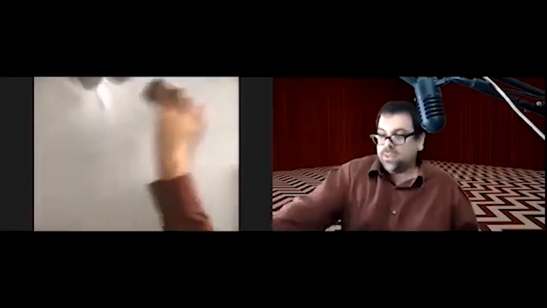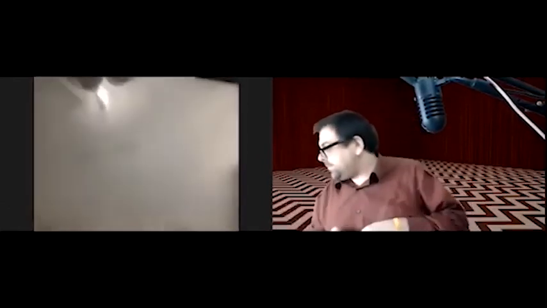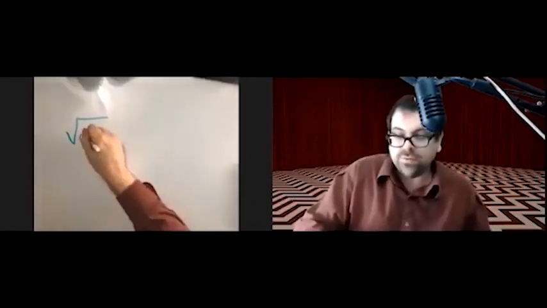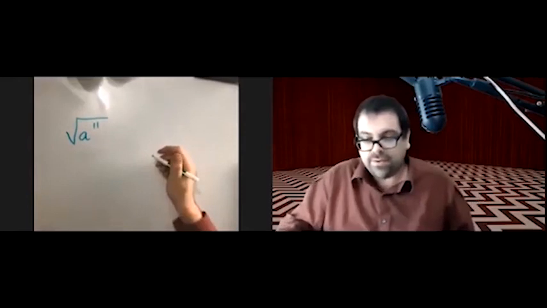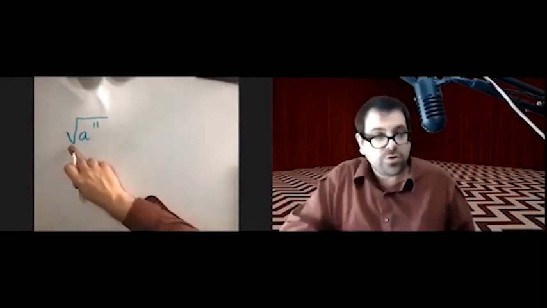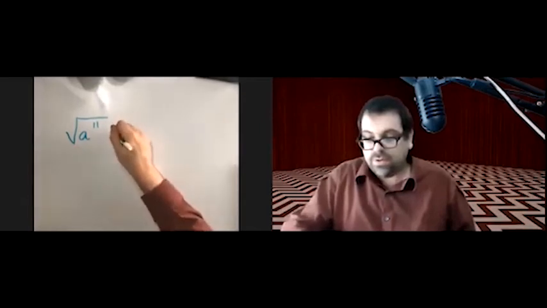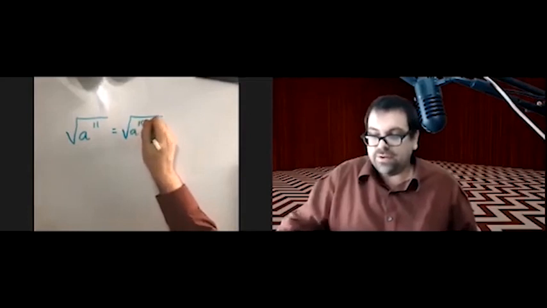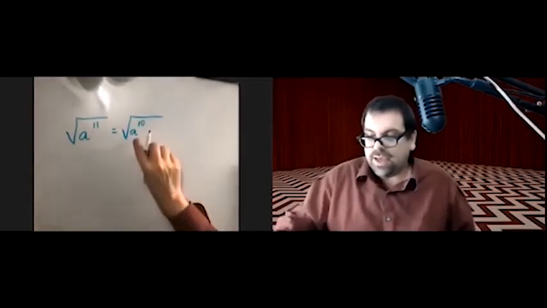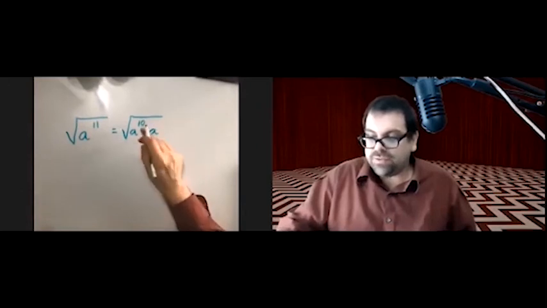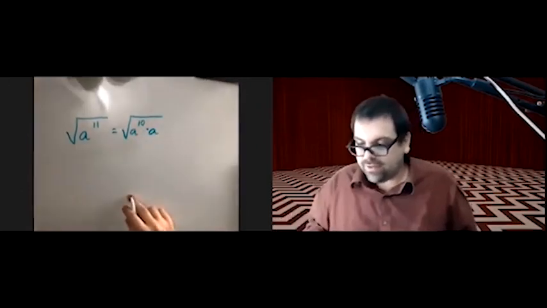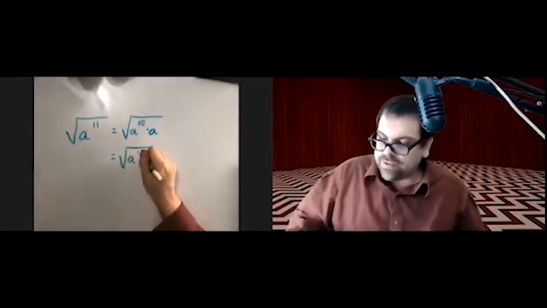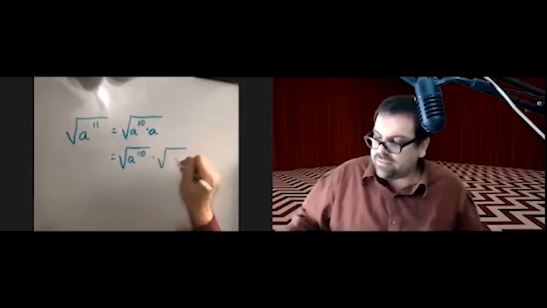Let's look at one more. Let's look at the square root of a to the 11th. Square root, a 2 root. What's the highest multiple of 2 that fits into 11? 10. A to the 10th times a to the 1st, because 10 plus 1 is 11. Add the exponents. This is the square root of a to the 10th times the square root of a.